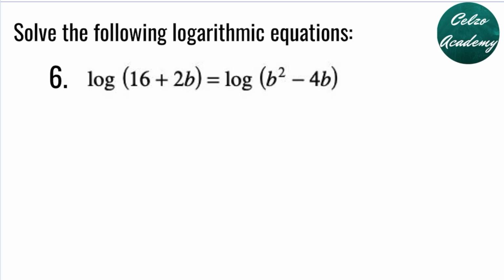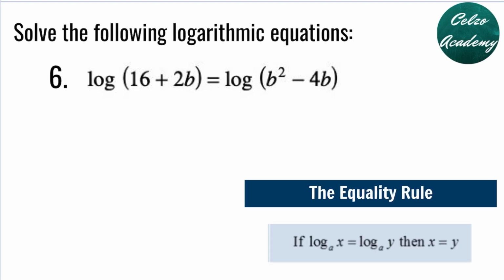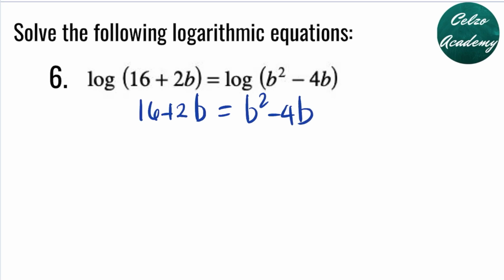Question number 6. Log of 16 plus 2b is equal to log of b squared minus 4b. For both sides to be equal, the value of 16 plus 2b must be equal to b squared minus 4b. Writing this in standard quadratic equation, we need to subtract 16 and subtract 2b from both sides. So we will have 0 is equal to b squared minus 6b minus 16.